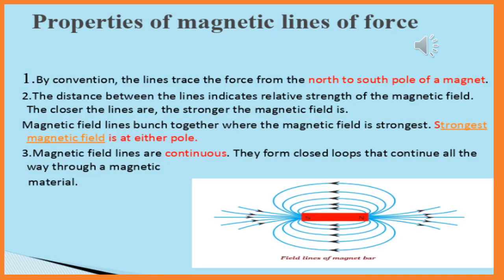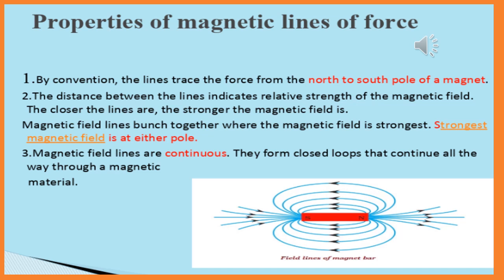What are the properties of magnetic field lines? Through these magnetic field lines, we are actually tracing the magnetic force from north pole to south pole of a magnet outside the magnet. Now these are closed curves. That means these invisible lines are there outside the magnet also, inside the magnet also.